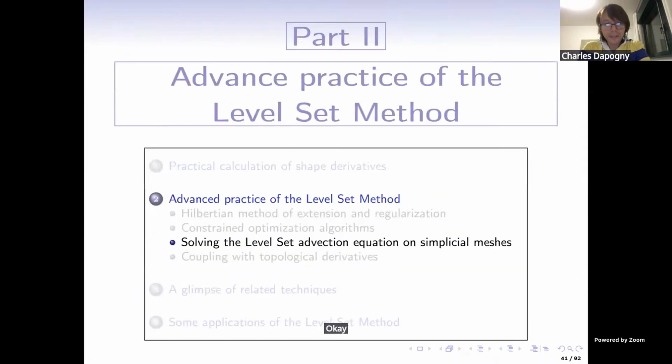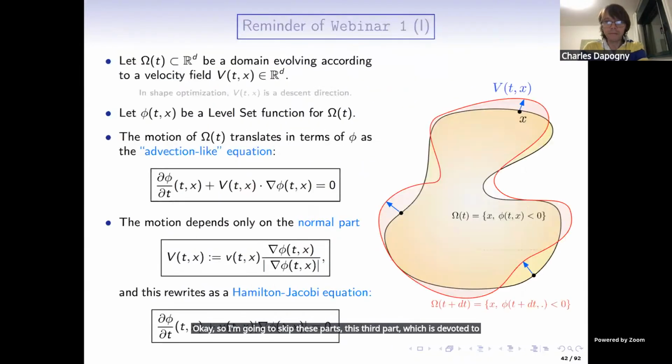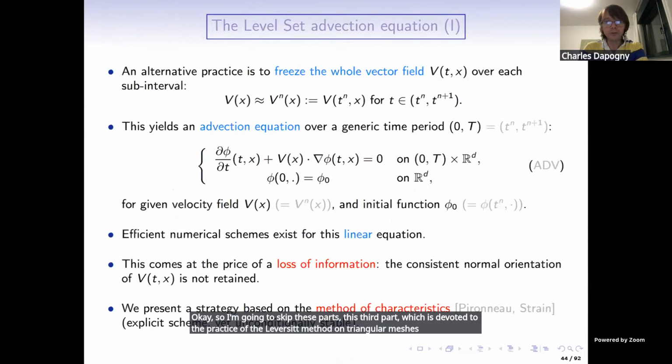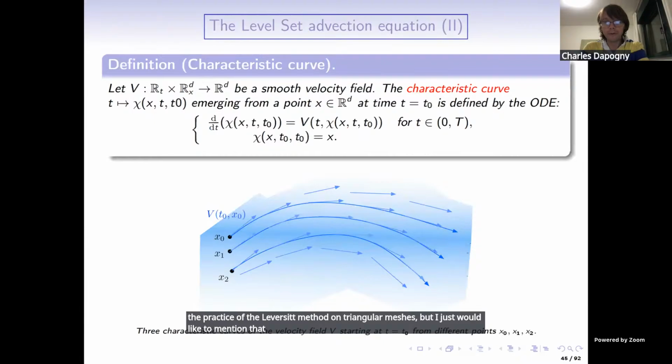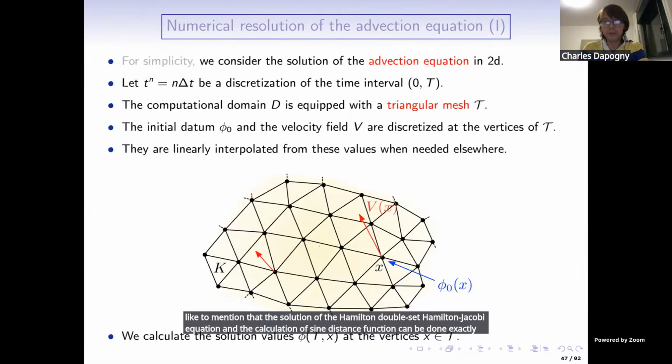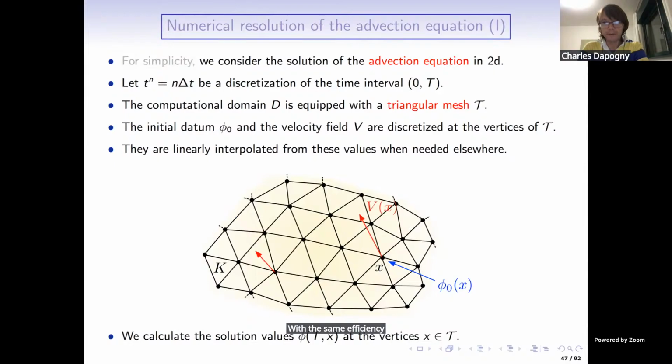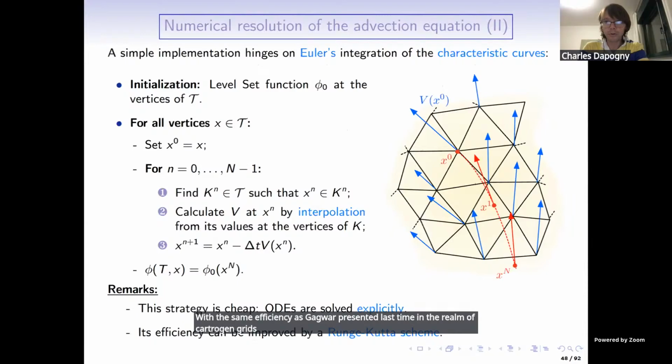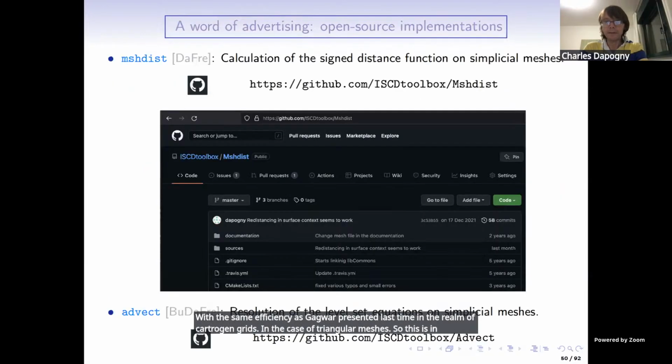Okay, so I'm going to skip this third part, which is devoted to the practice of the level set method on triangular meshes. But I just would like to mention that the solution of the level set Hamilton-Jacobi equation and the calculation of signed distance function can be done exactly with the same efficiency as Grégoire presented last time in the realm of Cartesian grids in the case of triangular meshes. So this is in the slides. And here is a link to some libraries that allow to do that, which are open source also.